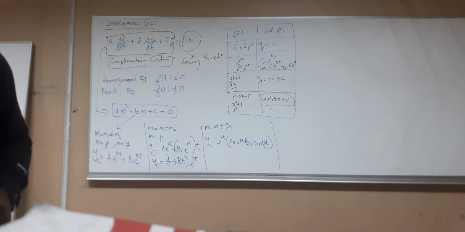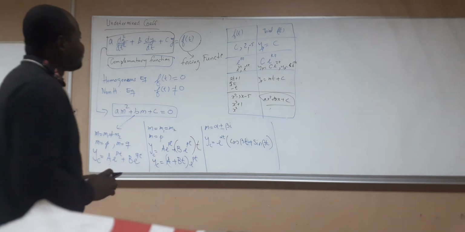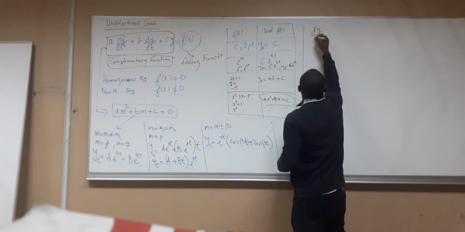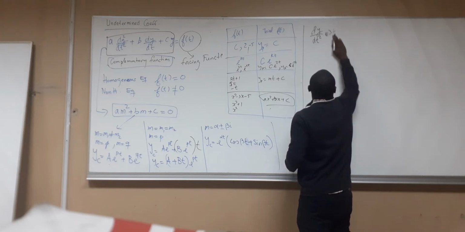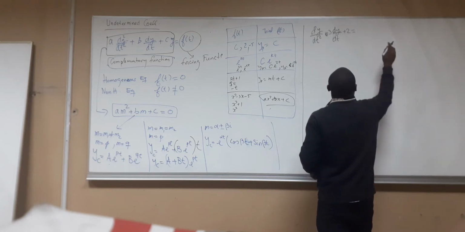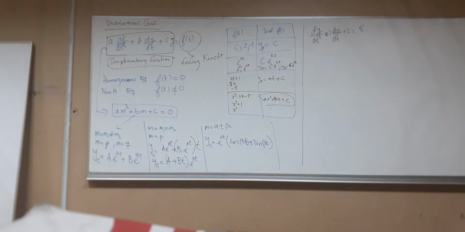Let's say you have d squared y over dt squared minus 3 dy over dt plus 2y equal to, for example, our forcing function equal to 5, a constant, right?